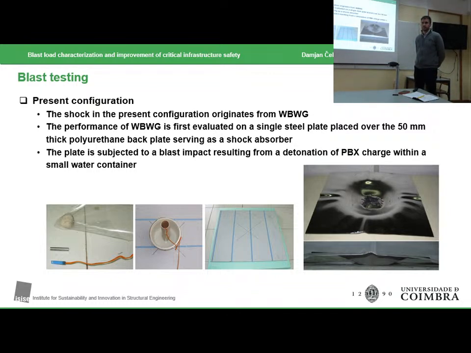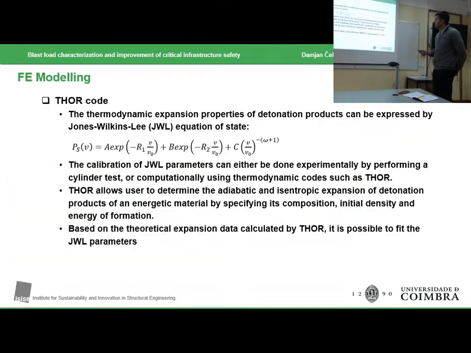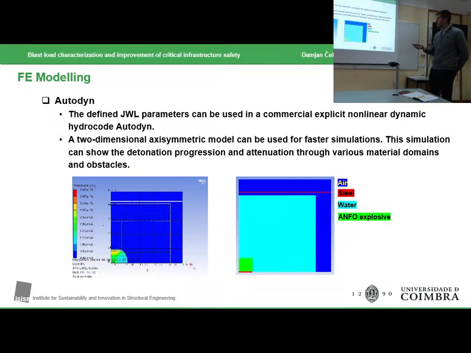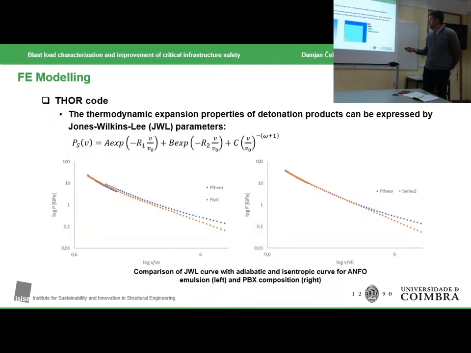This is research, probably from the numerical part of this investigation. And on the final one, you spoke about Tor and Autodyne. If I understand correctly, Tor code and Autodyne are two alternatives. No, they are completely different.